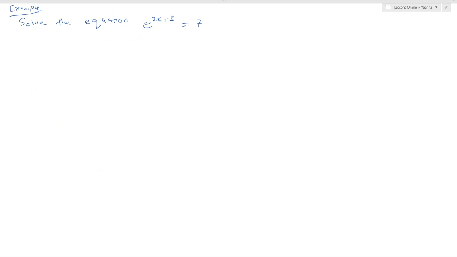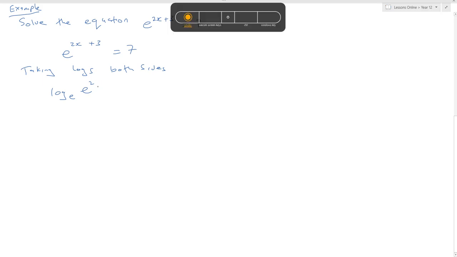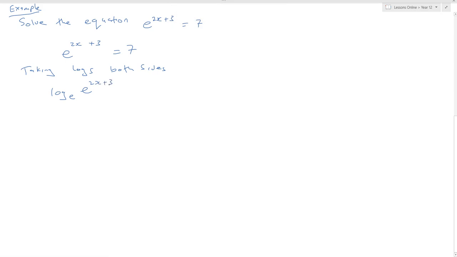Now we're going to solve the equation e to the power of 2x plus 3 is equal to 7. I should write it down here. e to the power of 2x plus 3 is equal to 7. I want to take natural logs both sides. That means I've got log to the base e of e to the power of 2x plus 3 is equal to log to the base e of 7.